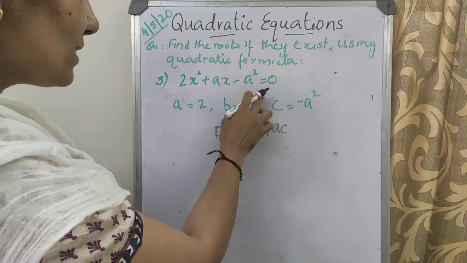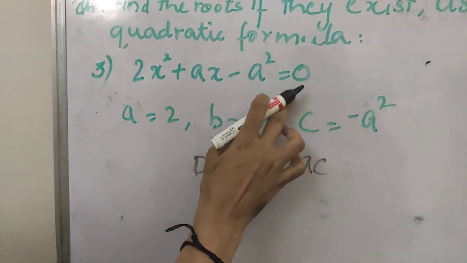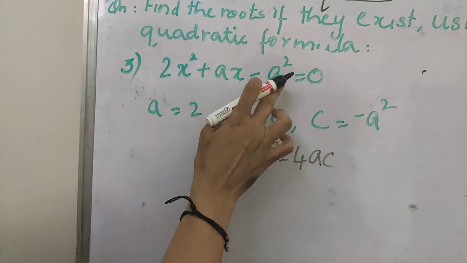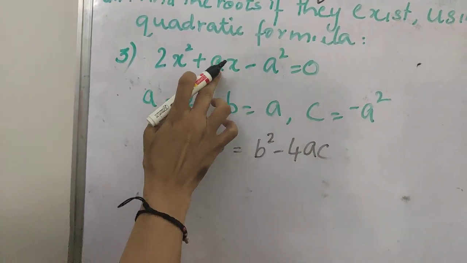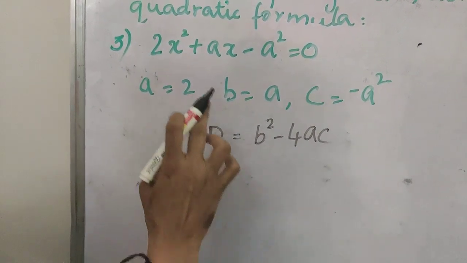Let's look into this question. 2x square plus ax minus a square equal to 0. Only one number you can find. Rest all are again variables itself, isn't it? The constant is also a letter of the English alphabet. Let's try doing this as well.